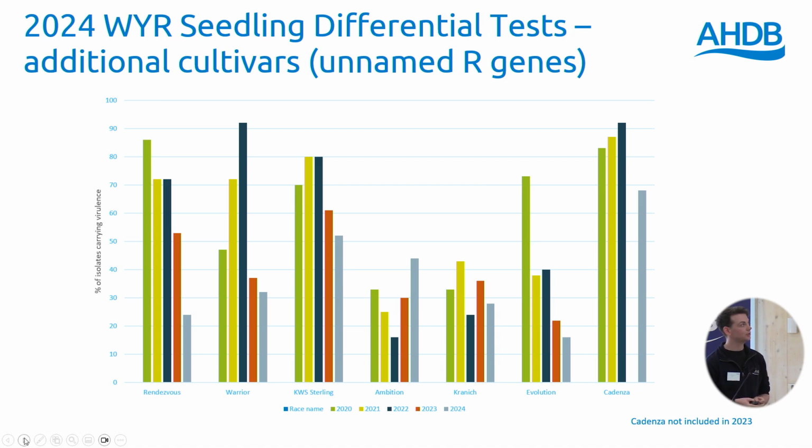This one is just showing you the additional cultivars with the unnamed resistance genes, again the percentage of isolates carrying that virulence. We found that the percentage of isolates carrying virulence for Ambition increased this year, while all the rest reduced, but the additional cultivars are known to vary quite a lot with the isolates carrying virulence, so it's quite normal to see this sort of fluctuation year on year.